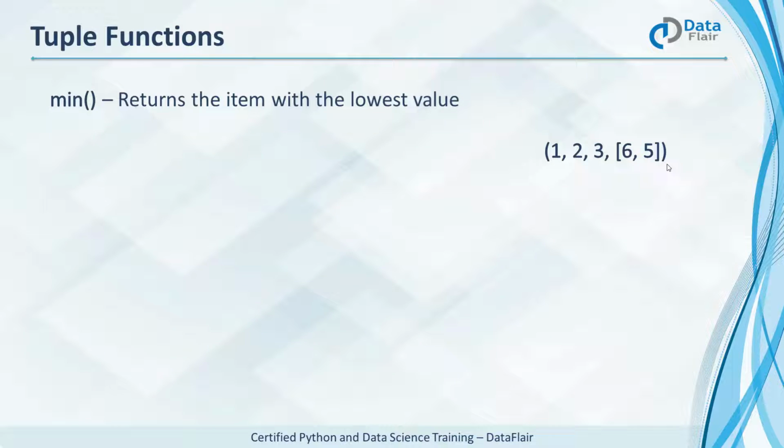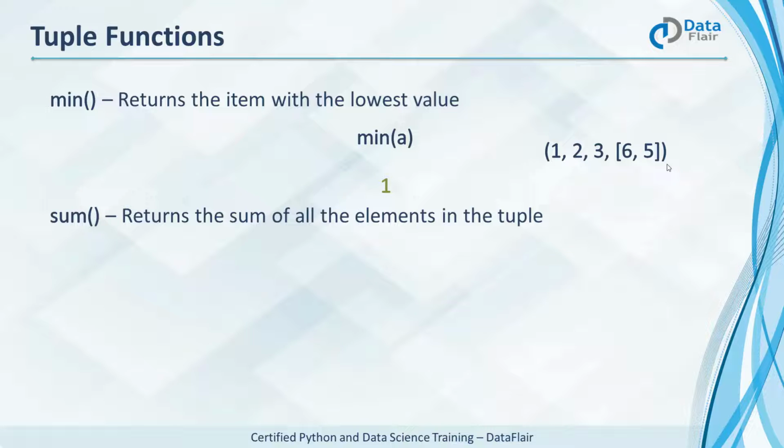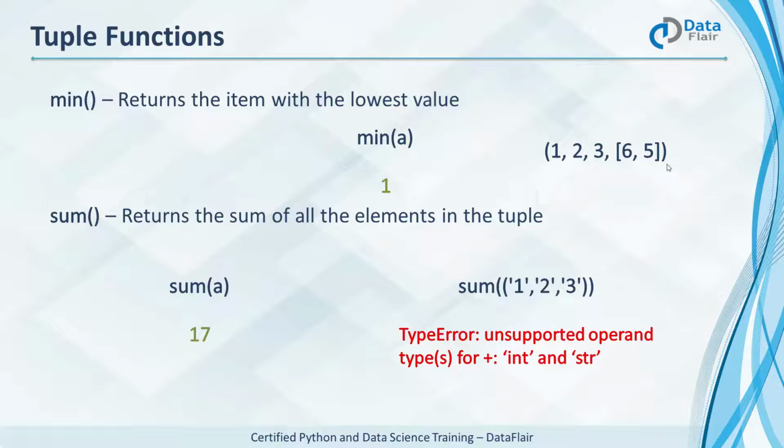Min returns the item with the lowest value. In the tuple A, this is 1. Sum returns the sum of all the elements in the tuple. Sum of all the elements in A is 17. And strings cannot be summed.